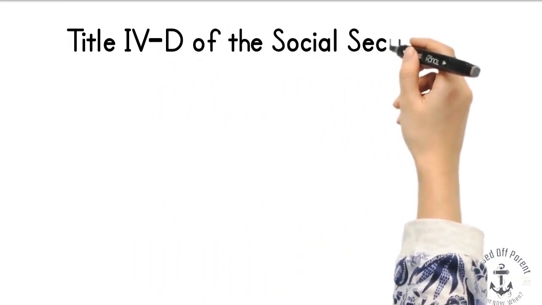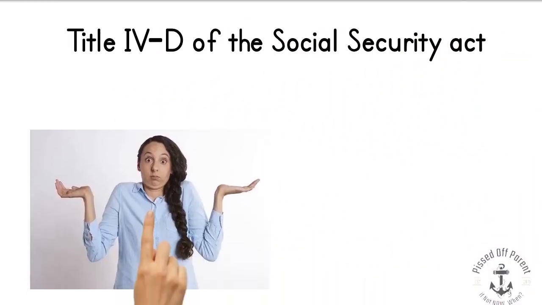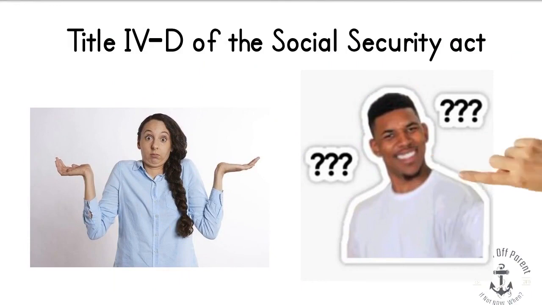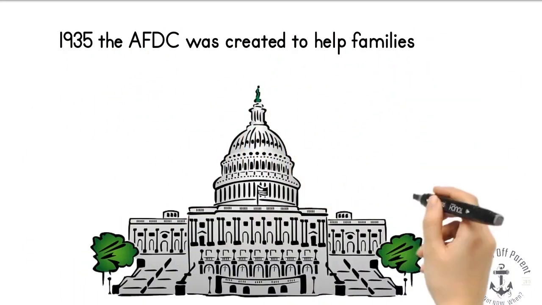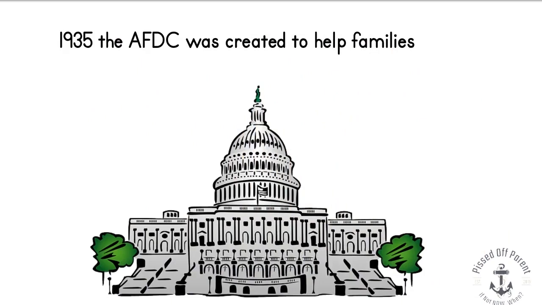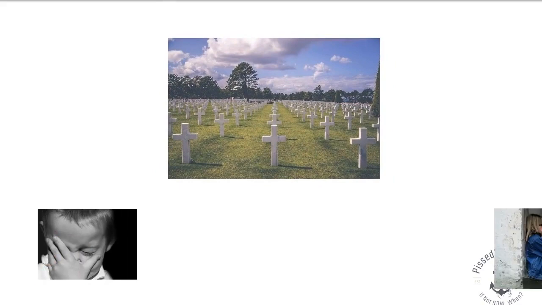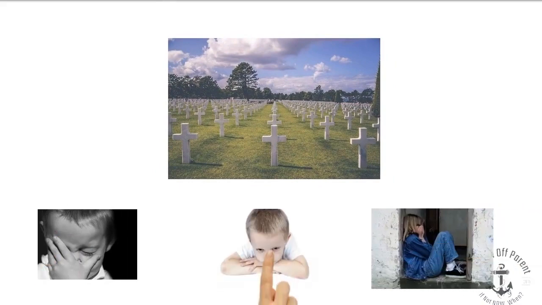What is Title 4D of the Social Security Act and why is it important? First, a bit of history. In 1935, the government created a program as the result of the Social Security Act called the Aid to Families with Dependent Children, or AFDC. It was put into place to primarily help children who had lost a parent.